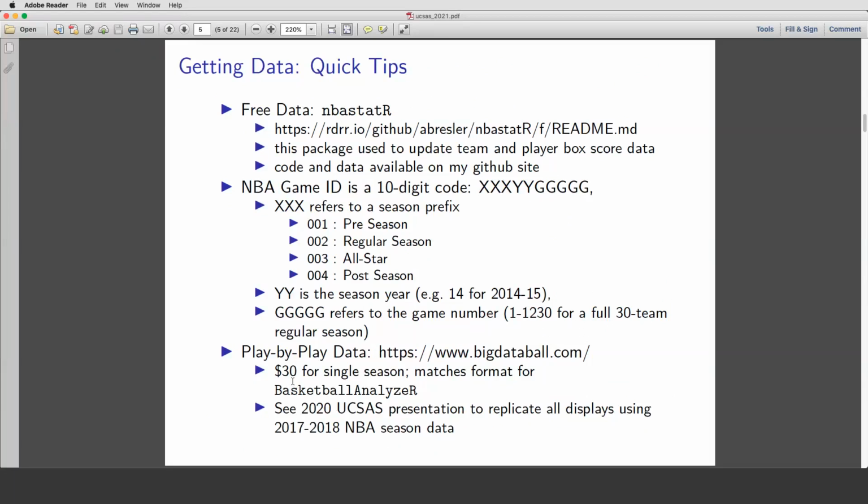Think about that. That's play-by-play for every single team. And it's only $30, and you get a giant CSV file. So I genuinely, I promise you, I don't make any money from big data ball sales. But the other nice thing is if you buy from this website, it's already in a format that you can use with this package.